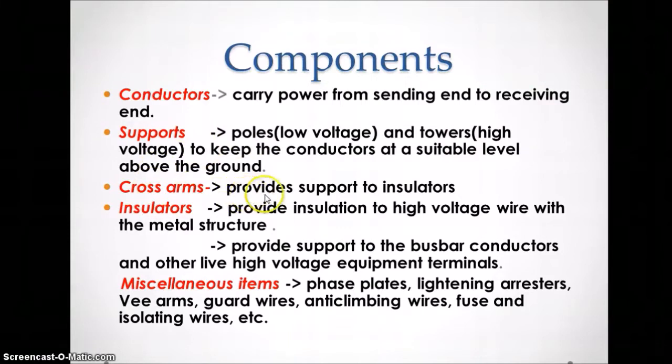Next, cross arms. These cross arms provide mechanical support to insulators. Now, what is the insulator? Insulator, as the name says, has to provide insulation between a high voltage wire and the metal structure. We have to give insulation to a high voltage transmission line conductor for safety purposes. It also provides mechanical support to the conductors and other high voltage equipment terminals. So it will provide insulation as well as isolation.